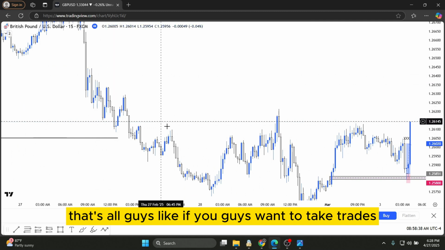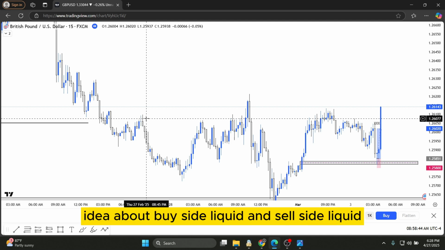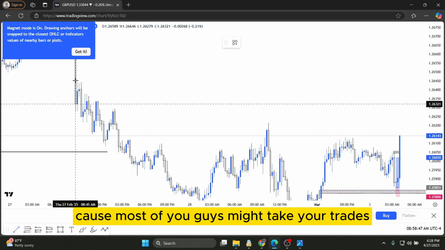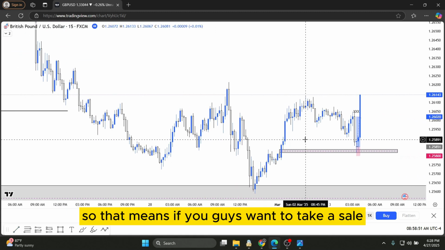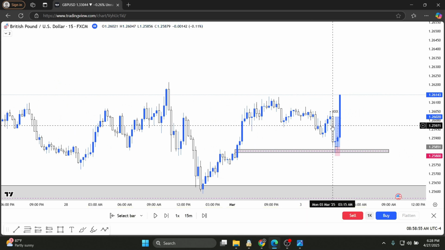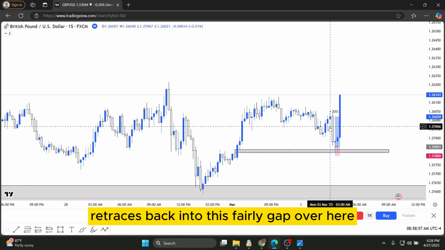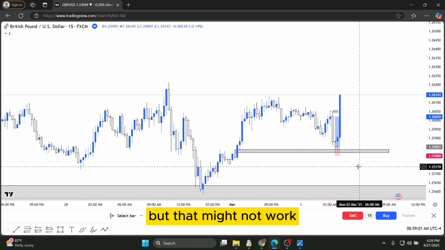If you guys want to take trades in order to win, make sure to have an idea about buy side liquidity and sell side liquidity, because most of you guys might take your trades in the opposite direction. So if you want to take a sell, you consider this as a market structure shift, and wait until the price retraces back into this fair value gap over here, and you might go for sells, but that might not work.